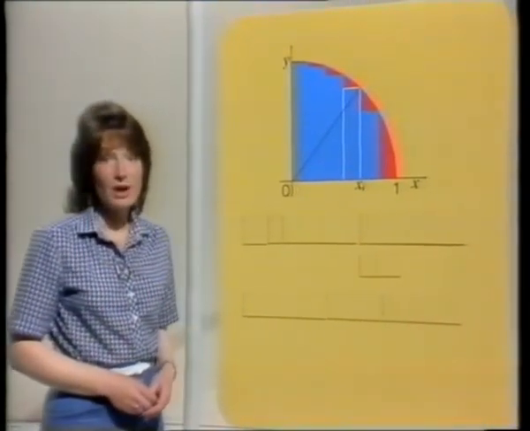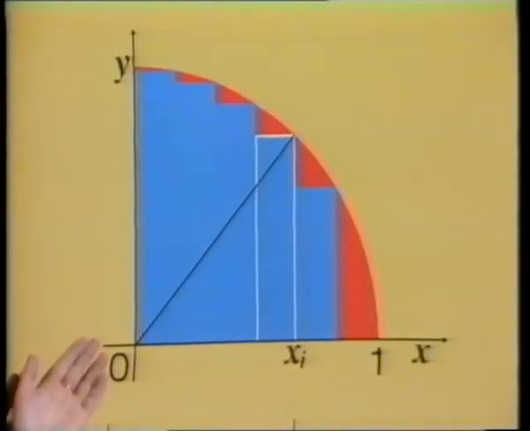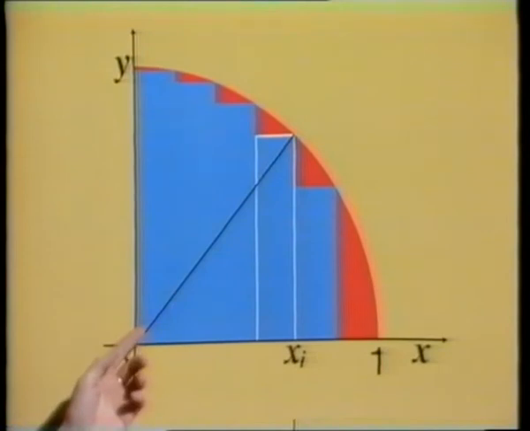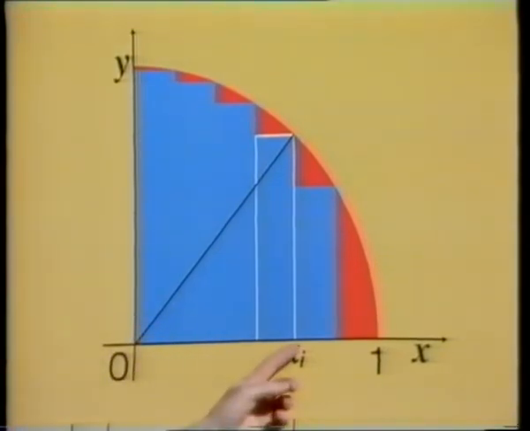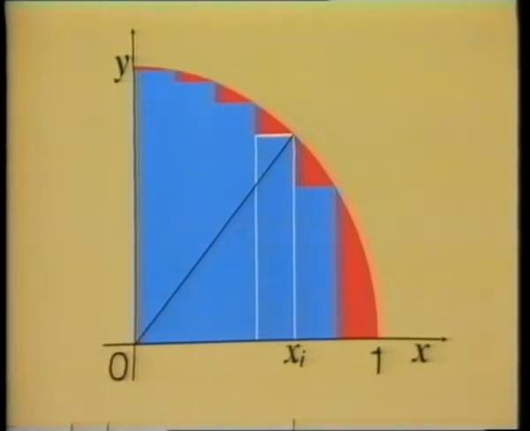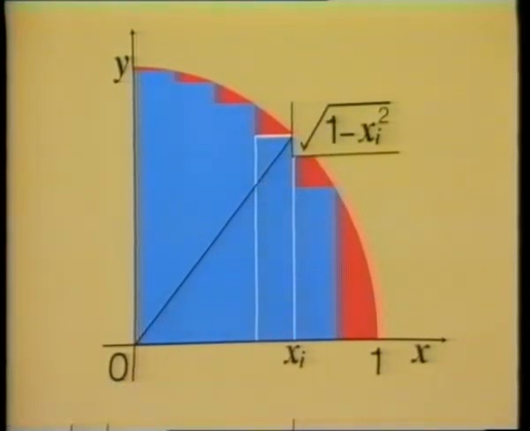So let's recap on how we found areas. In particular, the area of this quarter circle. Remember, our basic building block is a rectangle because we know its area. We found an underestimate of this quarter circle using these rectangles. This distance is xi, and the radius of the circle is 1, so by Pythagoras' theorem, the height of this rectangle is the square root of 1 minus xi squared.